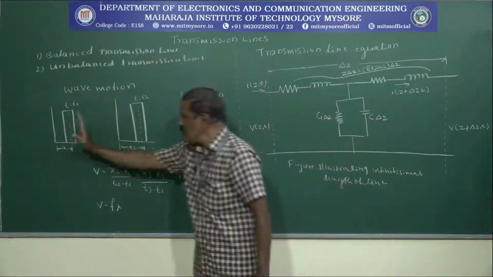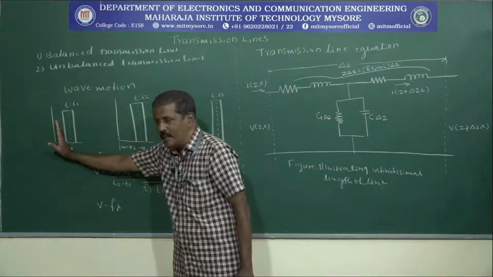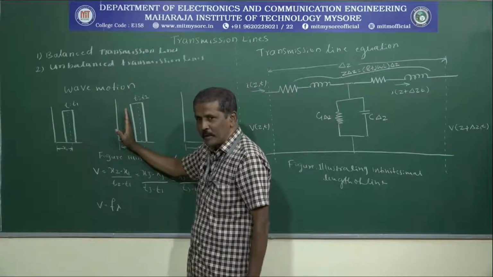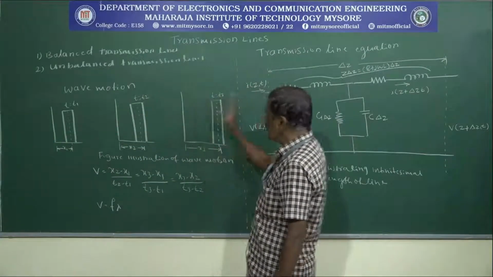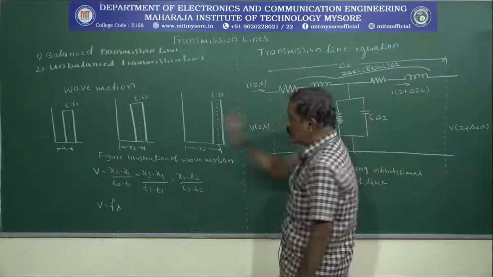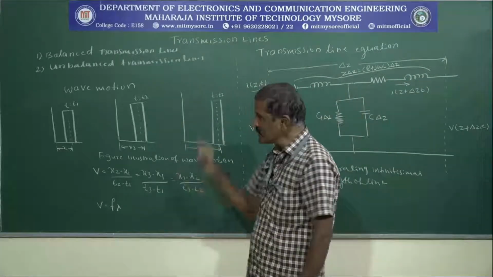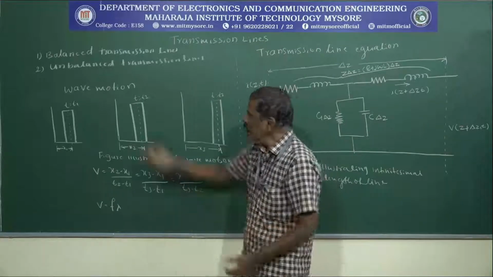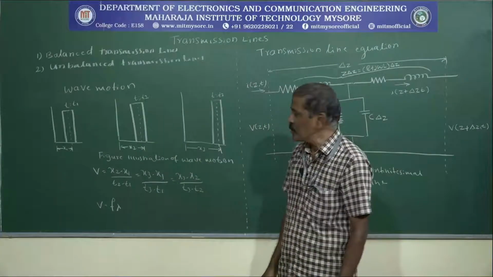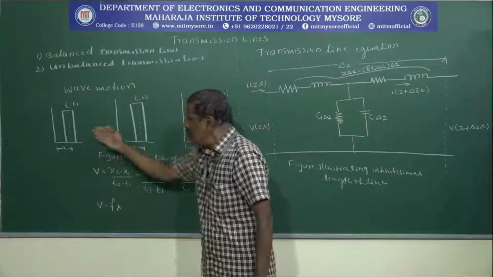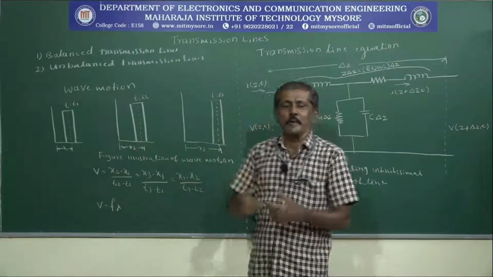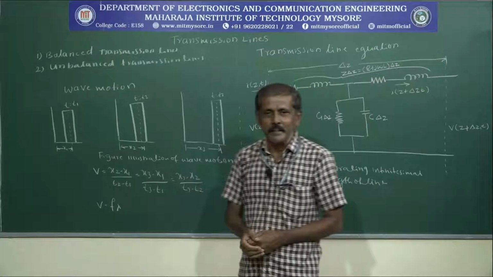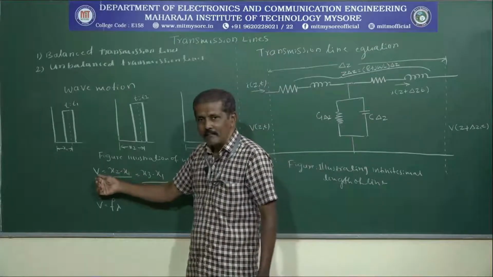Because the wave is created here, it moves to this place, then this place, and so on. These disturbances keep moving, and this moving disturbance is what we call wave motion. Whenever the wave is moving, it moves with a certain speed, so we are supposed to calculate the velocity.